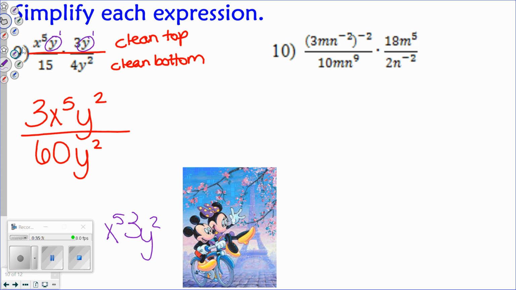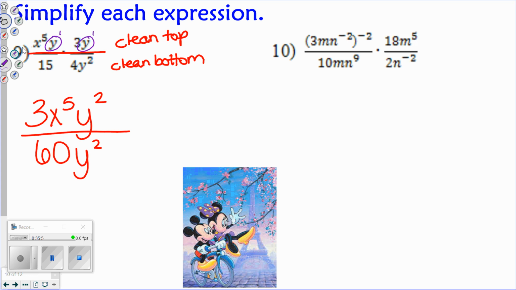This just looks weird. We're used to seeing the number out in front. That's the only reason. Does that help? Are we good? Okay, good. And then on the bottom, 15 times 4 is 60, and I had the y squared.